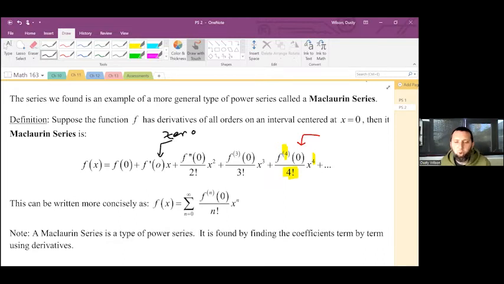So this can be written more concisely as f of x equals the sum from n equals 0 to infinity of the nth derivative of f evaluated at 0 over n factorial times x to the n. So you see all those nth derivatives, n factorials, x to the n, and all the functions are being evaluated at x equals 0. So note, a Maclaurin series is a type of power series. It's found by finding the coefficients term by term using derivatives.